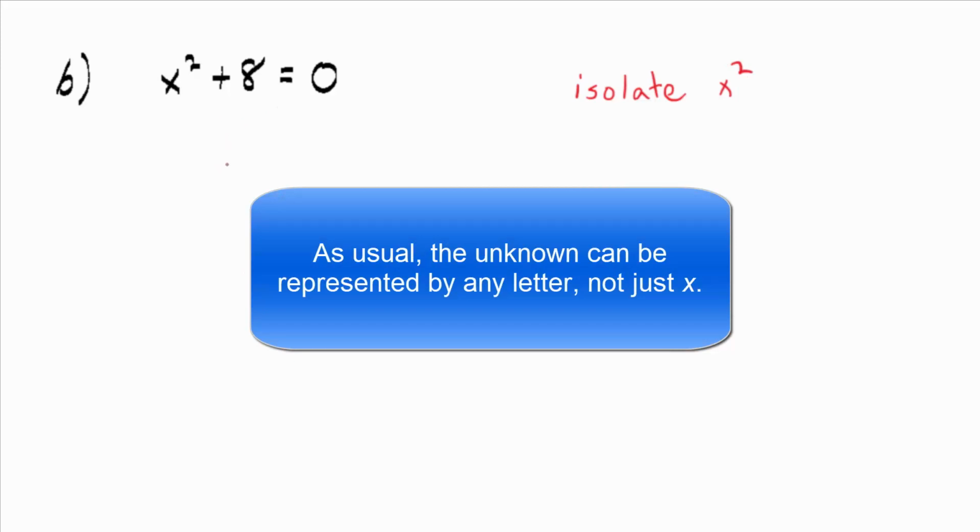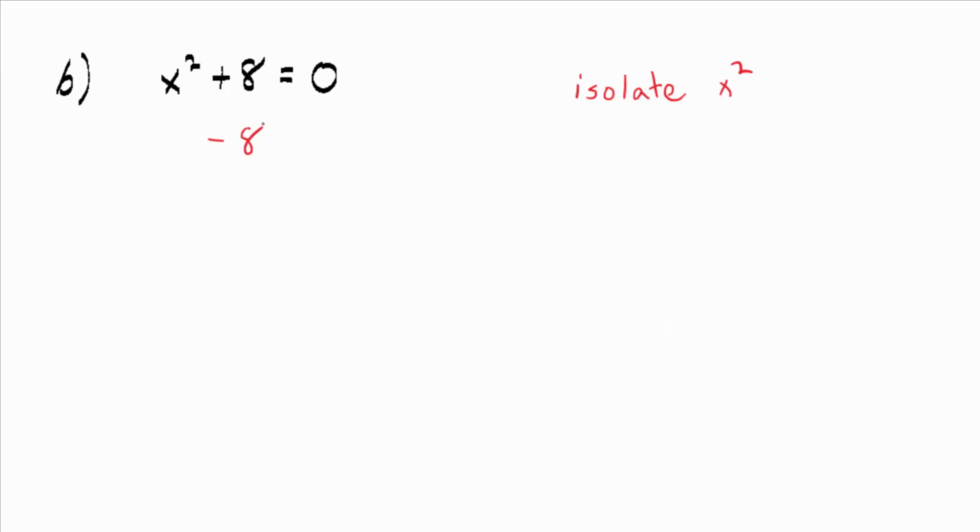What could you do to both sides in x squared plus 8 equals 0 to accomplish that? Just subtract 8. So subtracting 8 from both sides, we get x squared equals negative 8. And then what do we do next? We have x squared on the left side, and if we want x, we take the square root of both sides. On the right side, in front of the square root of negative 8, what do I need? Plus or minus.